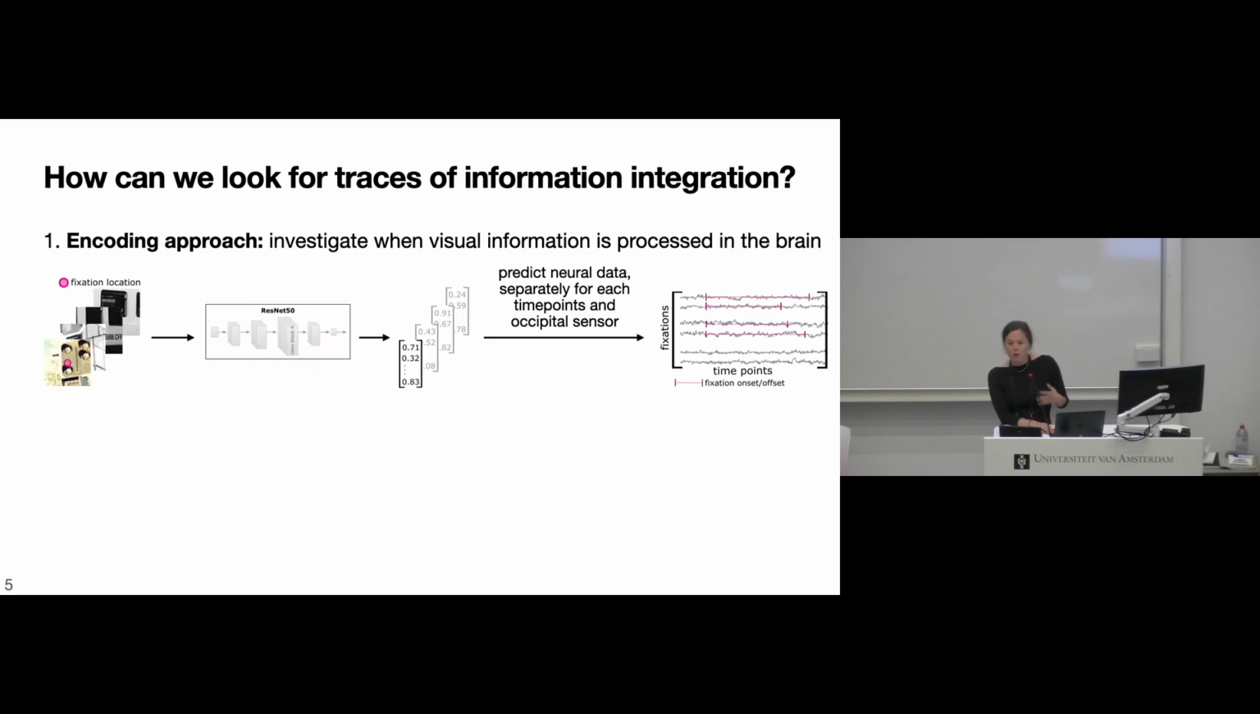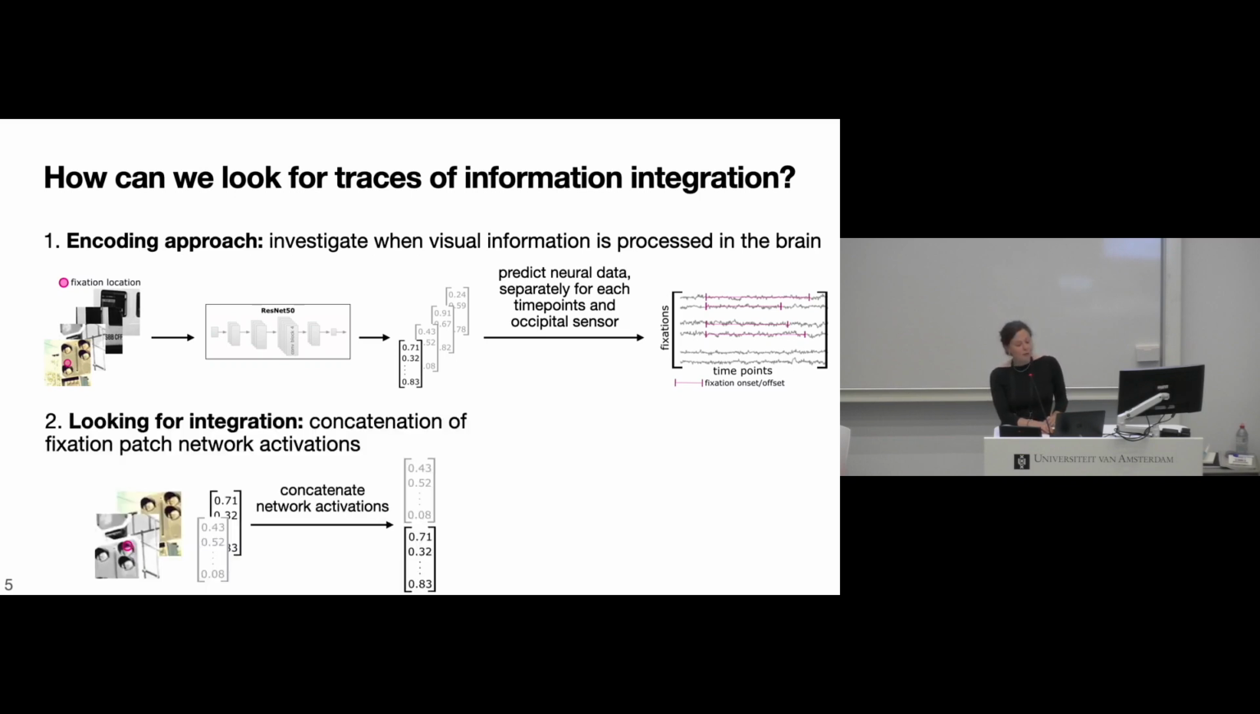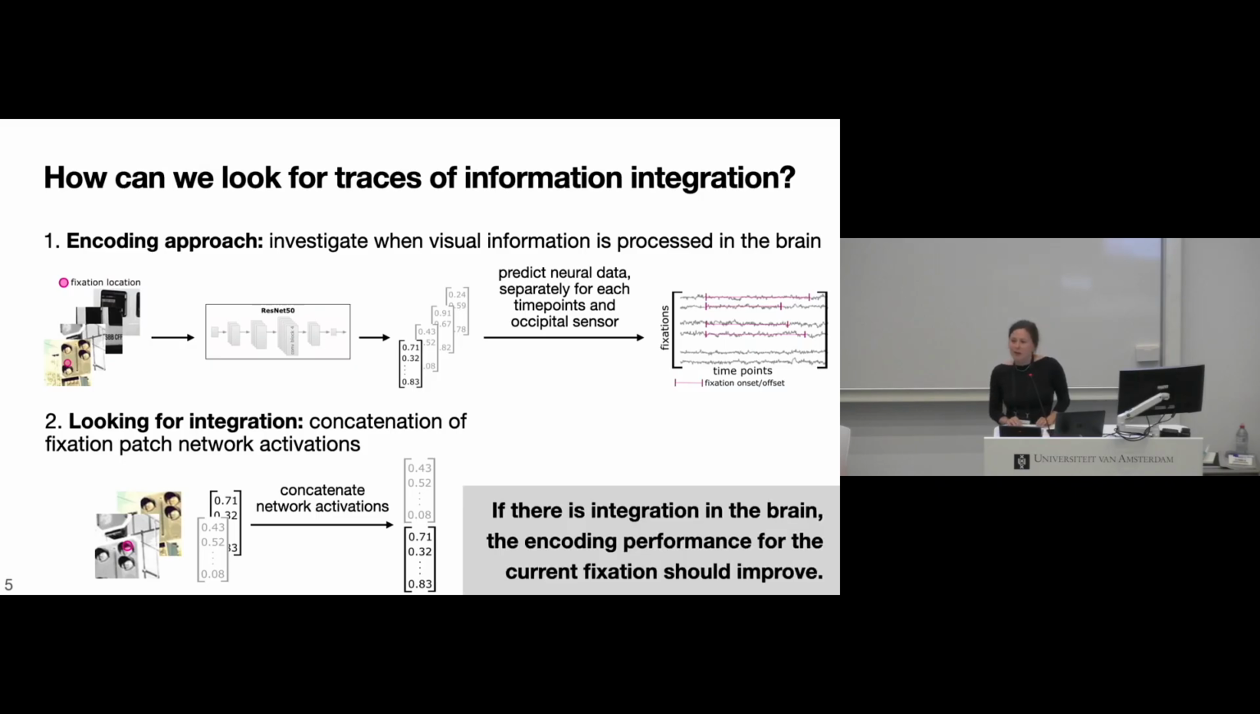So now we also want to use this framework to look for traces of integration, and what we did is we took the network activations of the previous fixation patch as well as the network activations of the current fixation patch, simply concatenate them and pass those to the encoding model so that the encoding model can then basically utilize information from both the previous and the current fixation to most optimally predict their neural responses. So if there is any information integration happening in the brain, you would expect that adding this additional information about the previous fixation should lead to an increase in encoding performance of the current fixation.